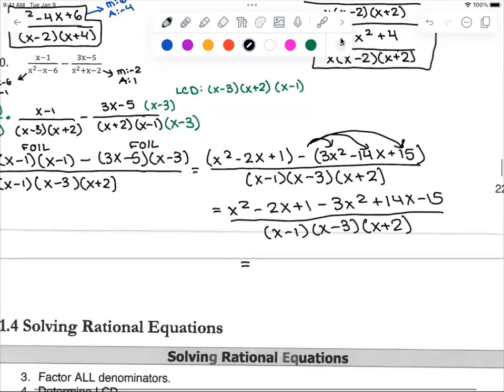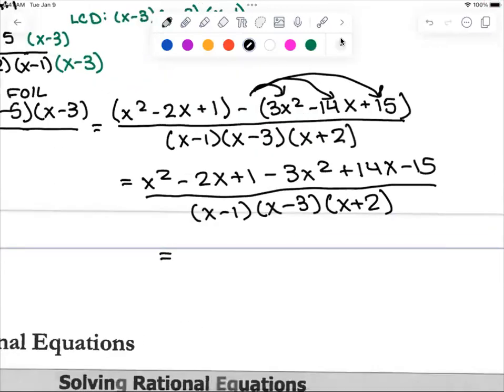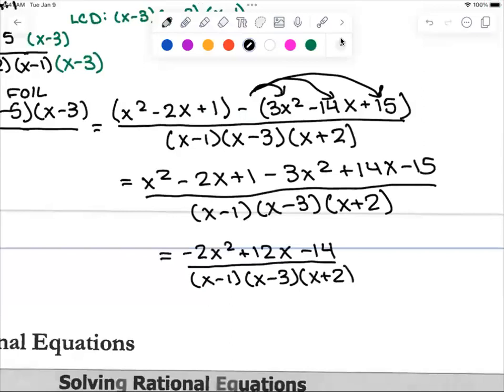All right, we're running a little bit out of room. X squared minus 3X squared is negative 2X squared. 14X minus 2X is a positive 12X. 1 minus 15 is a negative 14. And again, the denominator has not changed. So we're going to try to factor the top. So let's see. Negative 2 times negative 14 is negative 28. So does something multiply to negative 28 and add to 12? Let's see. 14 and 2.